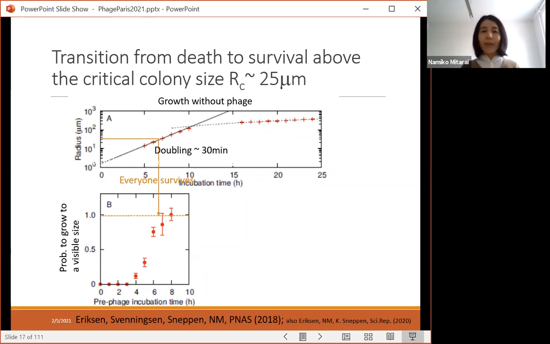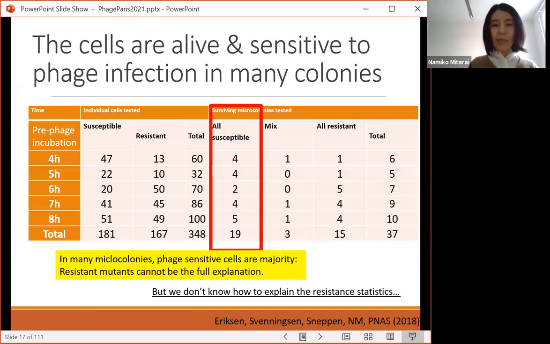But of course, when we present this result, the question we get is, isn't it just because you have more resistant mutants in the bigger colony? And that, of course, is true: the bigger the colony is, the higher the chance of having resistant cells. So we also went into these colonies, picked the cells, and tested 10 isolates per colony to see if they are sensitive or resistant to the phage.